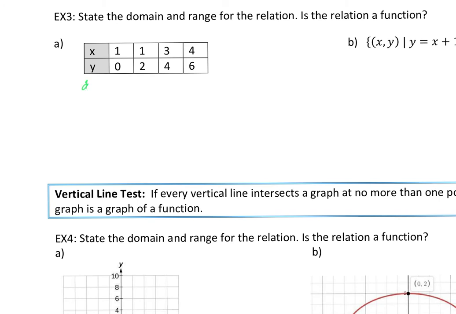So my domain is the set. X is 1, 1, 3, 4, but I only have to list 1 once. So 1, 3, 4. That's the domain. And then the range is going to be the set of the y's, which would be 0, 2, 4, 6. So I have my domain and range. Is this a function? Well, no, it's not. This is not a function.